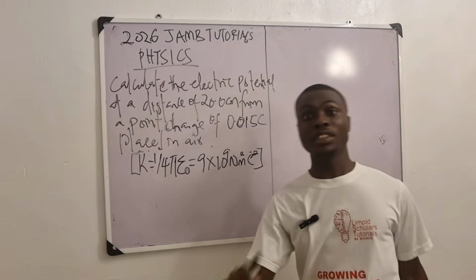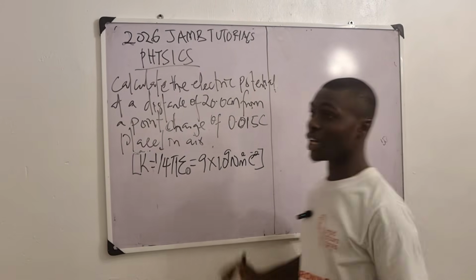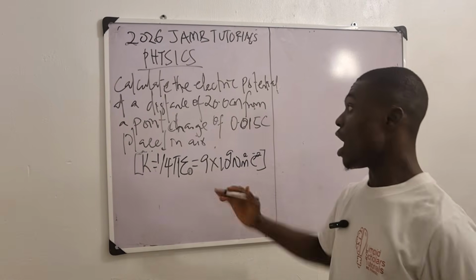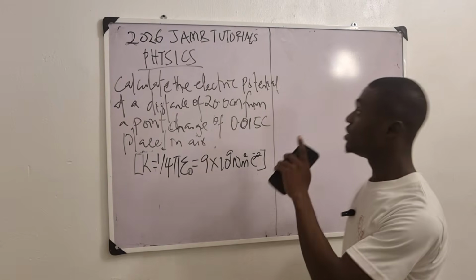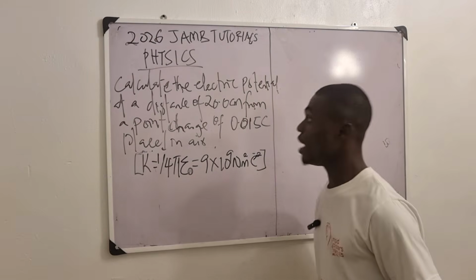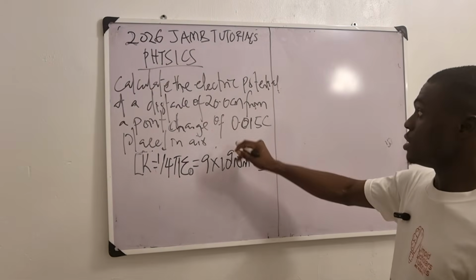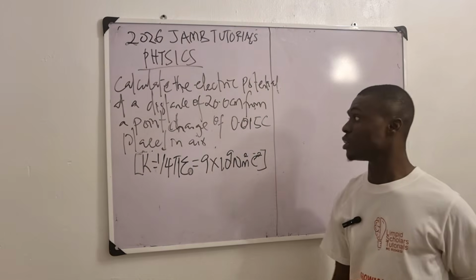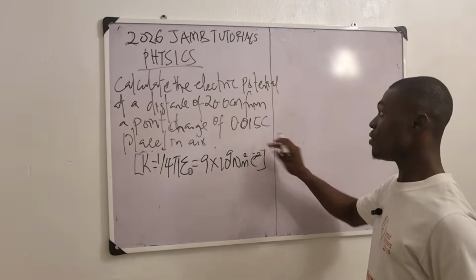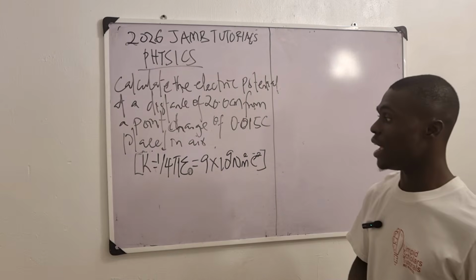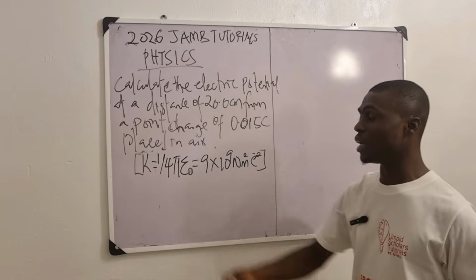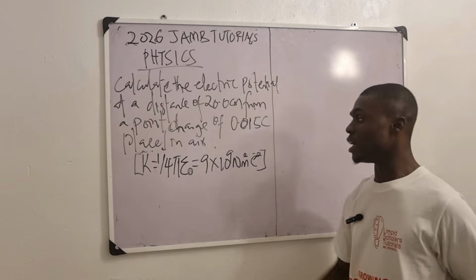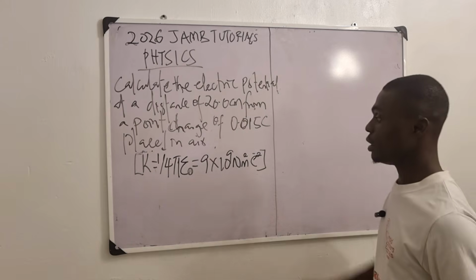Guys, are you ready for the 2026 JAMB exam, and you come across this kind of question in the exam? How will you solve it? The question says: calculate the electric potential at a distance of 20 cm from a point charge of 0.015 coulomb placed in air. Then they give you the value of K. K is 9 times 10 raised to power 9.